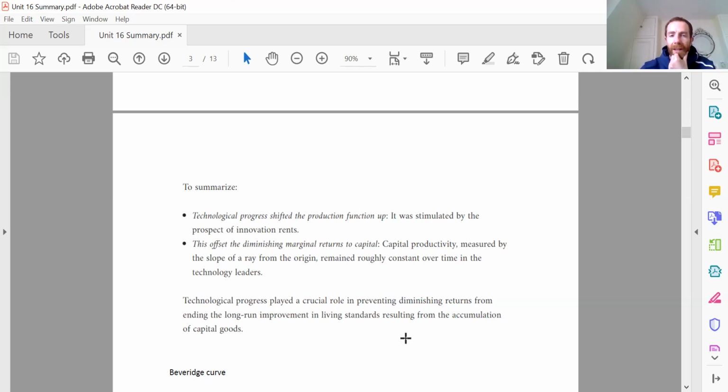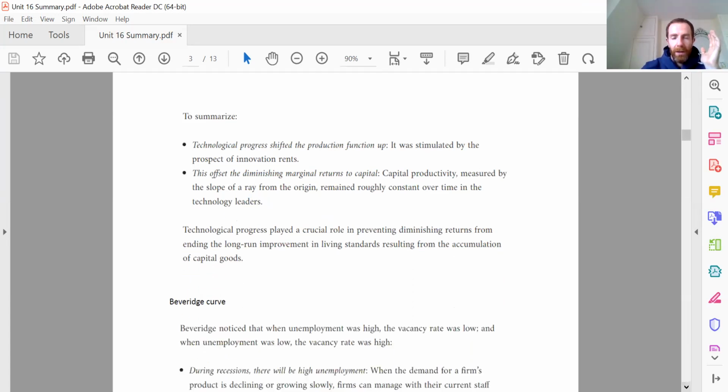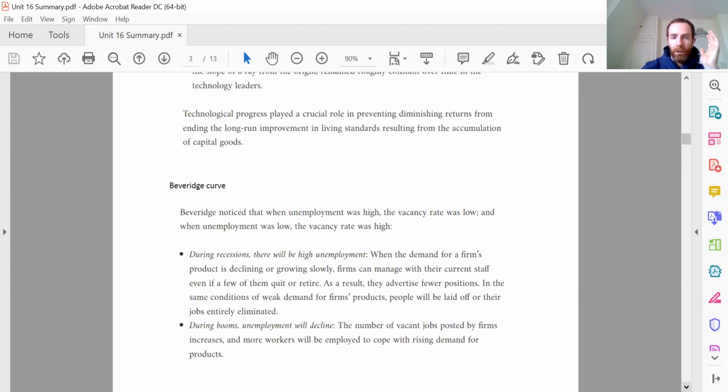And to link this back to earlier units, this is what we saw was the driving force behind getting out of this Malthusian trap: living standards were improving faster than the population could increase. Okay, so that's the first, I would say, key aspect of this long run model.